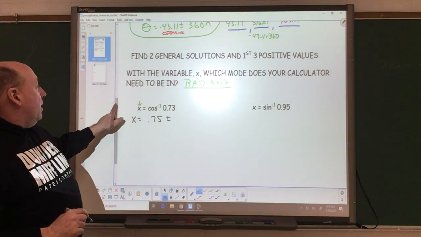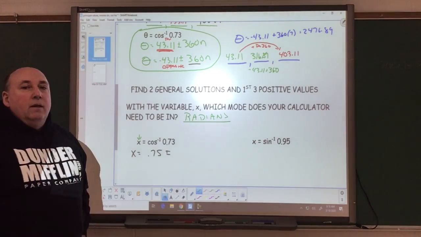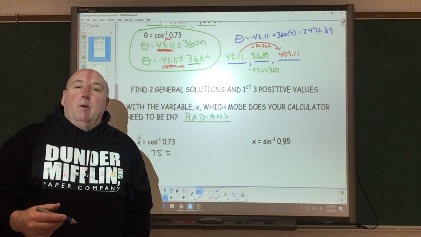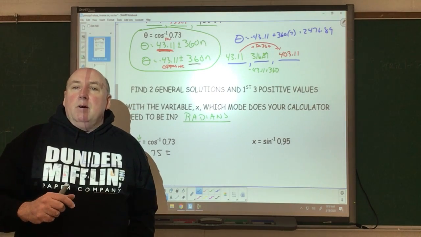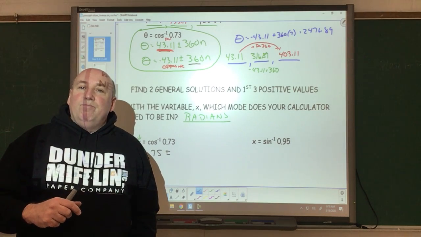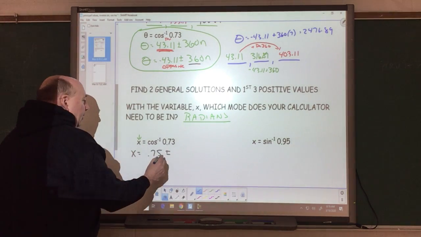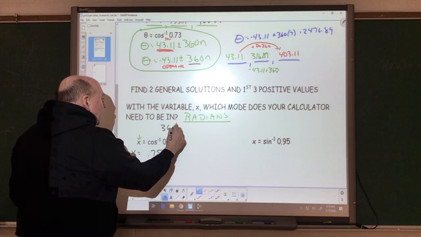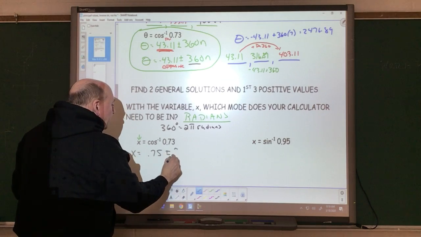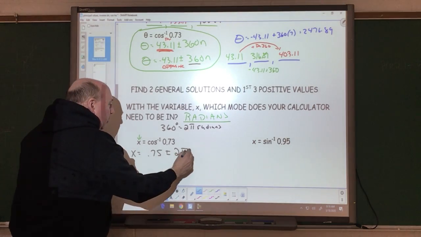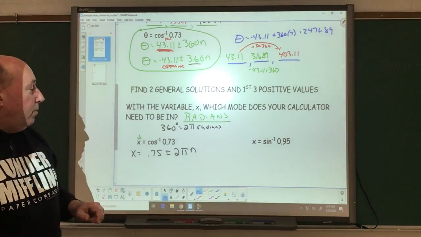Well, when we are in a degree mode, we had 360. Now we have to think about when we're in radian mode, 360 degrees. What is 360 degrees in a radian mode? Correct. It's 2 pi. Because 360 degrees is equal to 2 pi radians. So we have plus or minus 2 pi, and then we're going to throw an n in there. You're going to take out the 360, replace it with 2 pi.